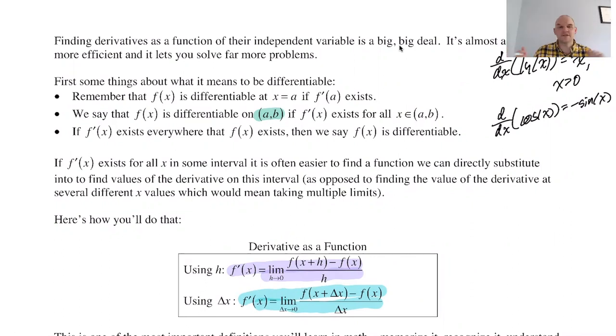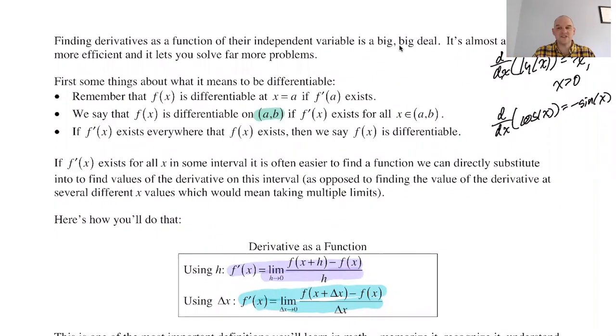That's all it means. Differentiable on an interval is a better thing to know because then you don't have to worry about each individual point. So if you're differentiable on the interval from a to b, then f prime exists everywhere between a and b. Notice that's an open interval, so we're not talking about at a or at b. We don't really know in that case.